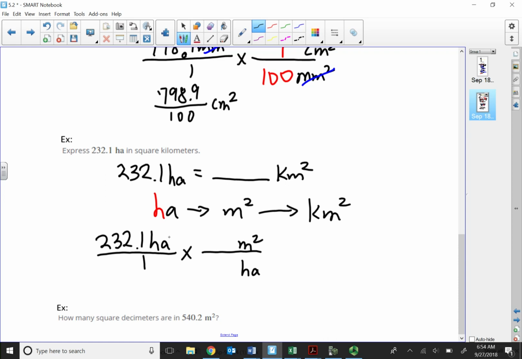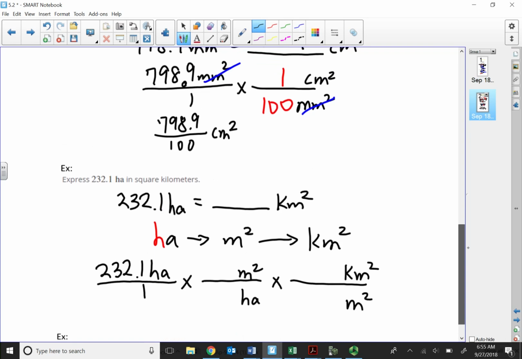All right, so this is how we convert from hectare to square meter. But once I'm reaching square meter, then I will need to put a square meter down here so the top and bottom can cancel. And I see in a table, I can convert square meter to square kilometer. Okay, so I'm paving the way already. Now all I gotta do is write my ratio.